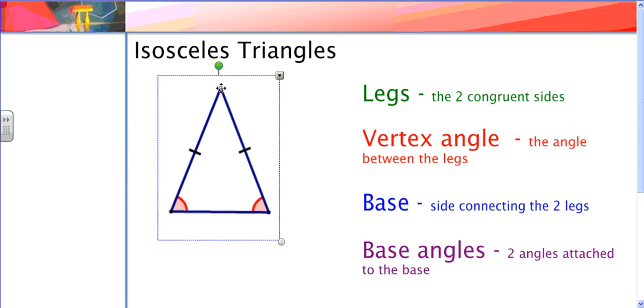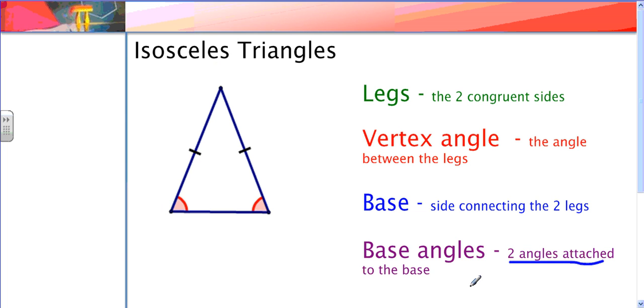And then, of course, the base angles are the two angles that are attached to the base. So if this is my base down here, the base angles would be here and here. And of course, those are highlighted in red. So these two are my base angles. Using the correct terminology is really important when we start to discuss the properties and the theorems of isosceles triangles.